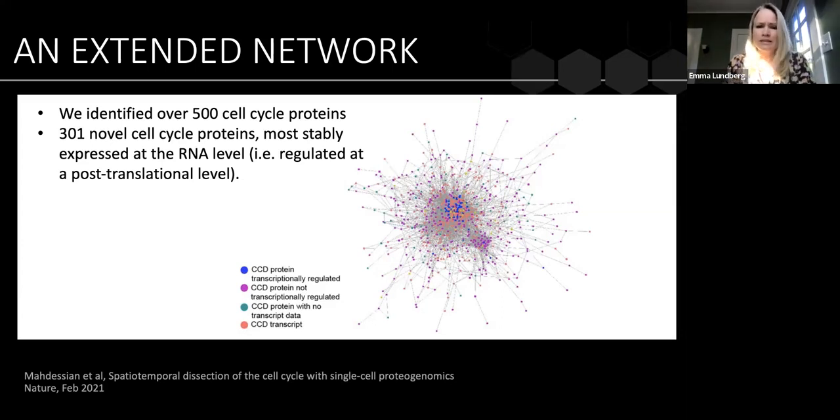But then if we look at this whole set of transcript regulated genes and proteins, and look at protein-protein interaction data again, they all form this highly connected network, which is good. It indicates that they are indeed involved in the same cellular process.